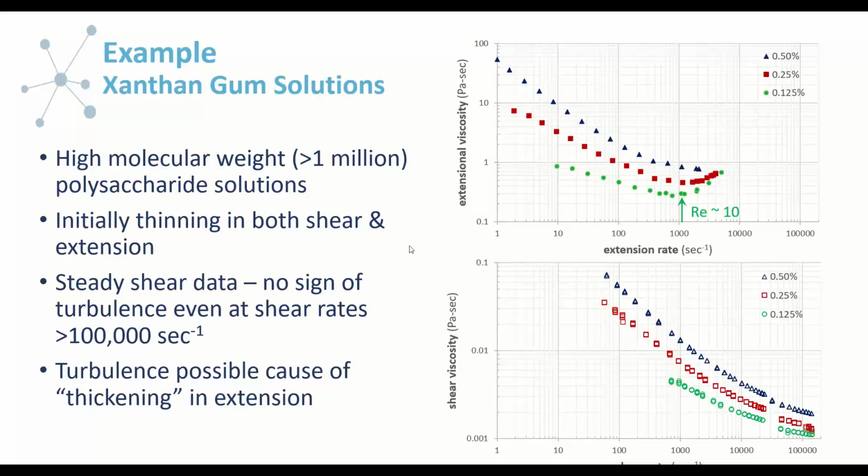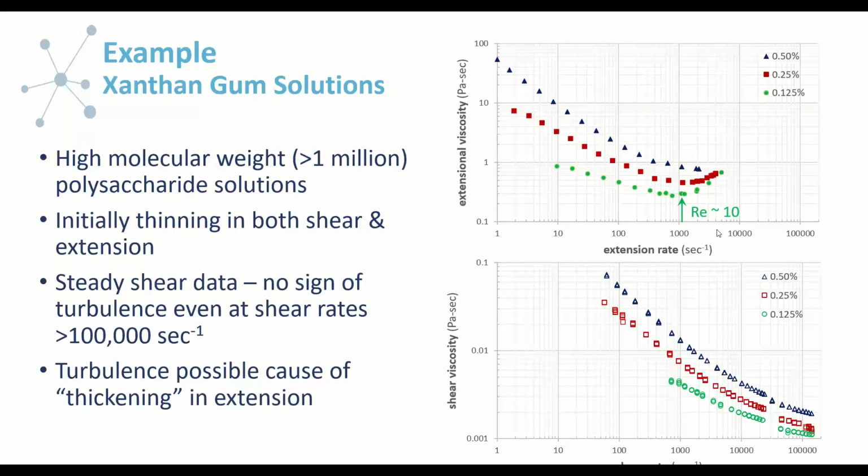So what we see then is, they initially thin under both types of flow fields. But in the case of the steady shear, this thinning just continues on up until we get to our max flow rate. However, when we look at the extensional viscosities, we see this point where it starts to turn up, and it looks like we have extensional thickening. Now, extensional thickening is not as uncommon as shear thickening.